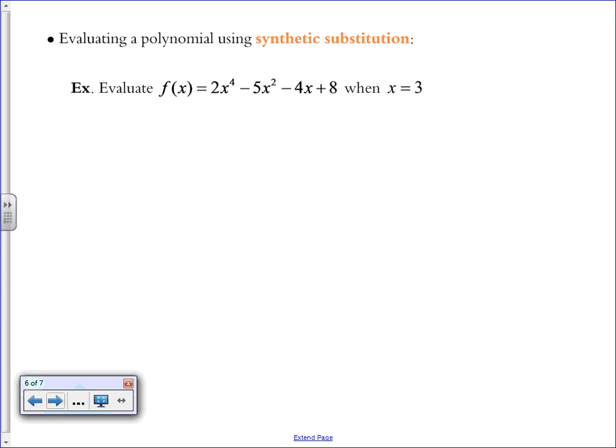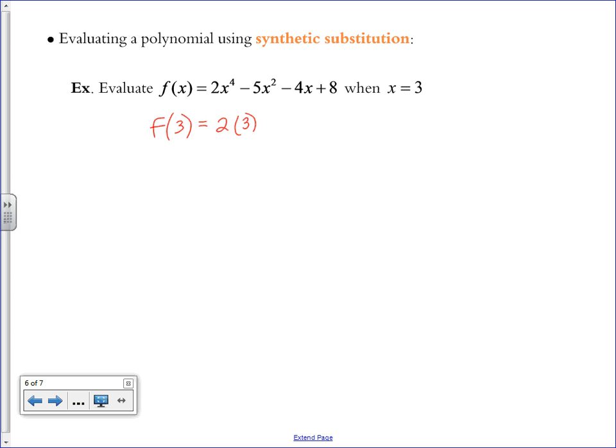And the final thing in this lesson, evaluating a polynomial using synthetic substitution. So here's a perfect example of a polynomial. It's all whole numbers on our exponents and real numbers for our coefficients. And if I wanted you to evaluate that function when x equals 3, the long way to do it is to replace every x with the 3 that we're substituting in.